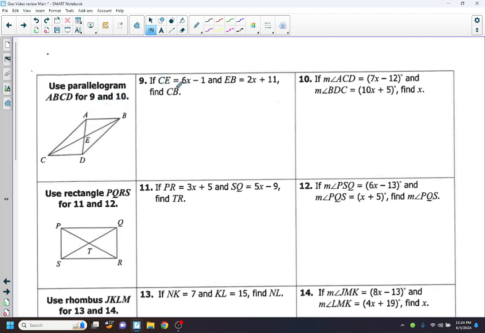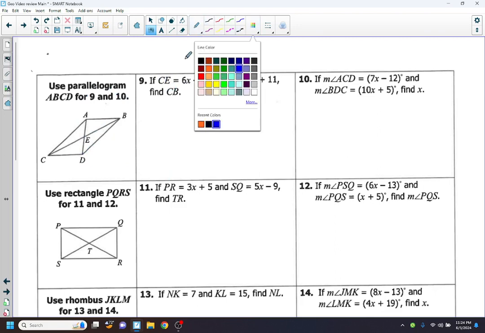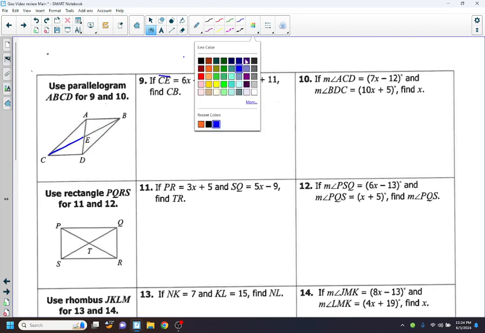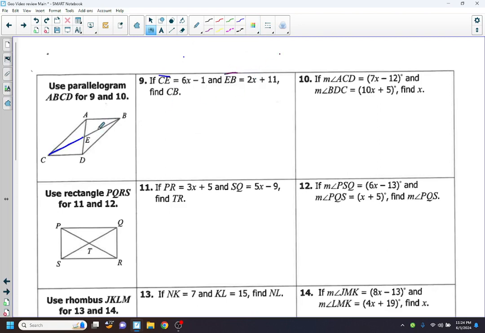So for this one, if CE is 6x minus 1 and EB is 2x plus 11, what's CB? So in this scenario, I would need to figure out what's the relationship between these. A diagonal in a parallelogram is always bisected, so they're always equal to each other. So I do 6x minus 1 equals 2x plus 11. A little bit of algebra, you're going to get 4x equals 12, x equals 3.